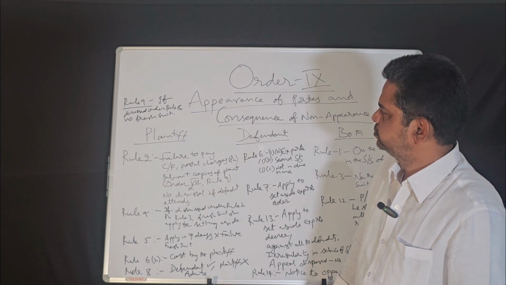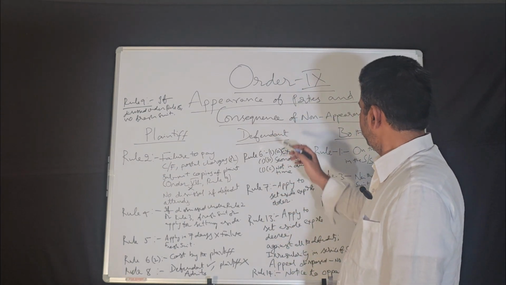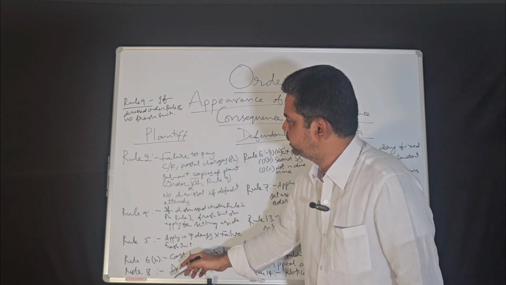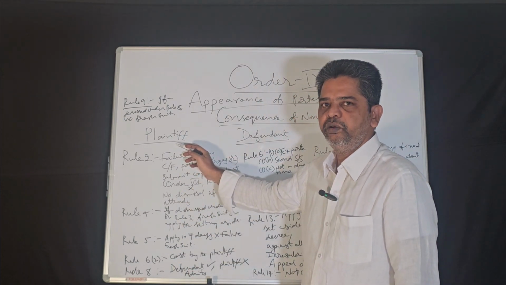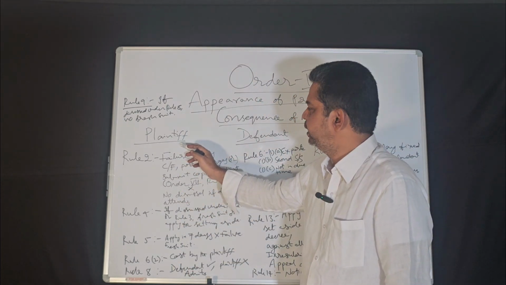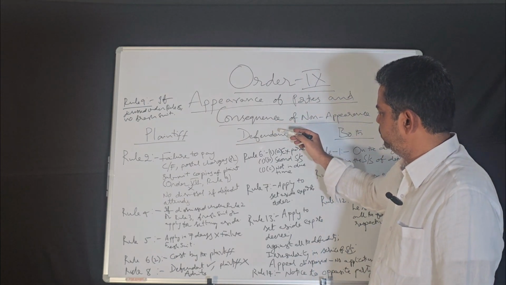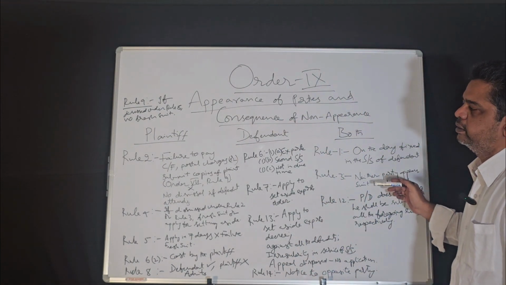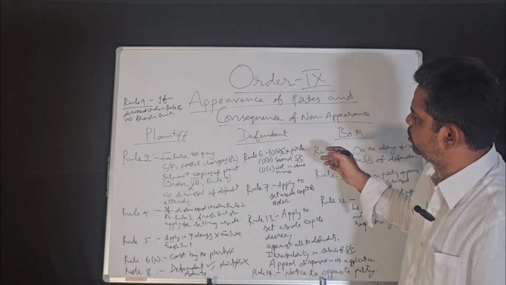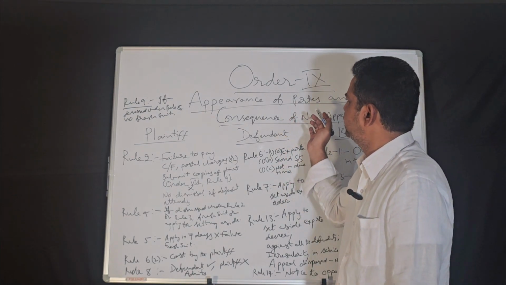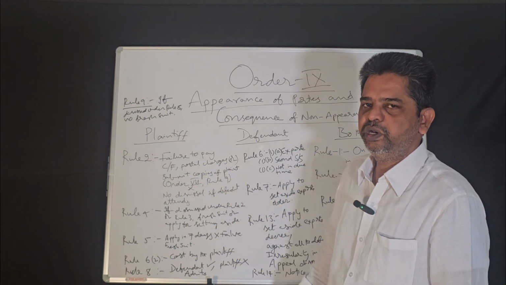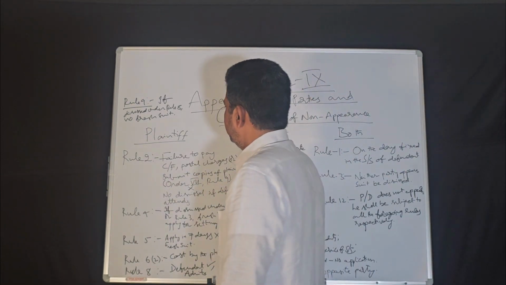My dear friends, there are 14 rules in this order, and these rules pertain to the plaintiff's failures or plaintiff's responsibility, and these rules pertain to the defendant, and these rules pertain to both the plaintiff and defendant. Okay friends, I have not discussed rule 10 and rule 11 of Order 9 because that is not so necessary.